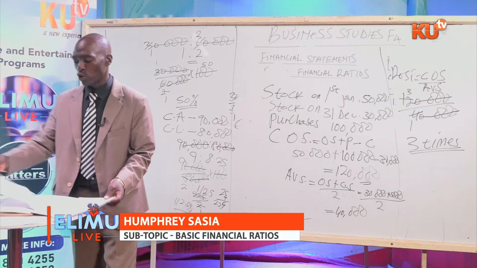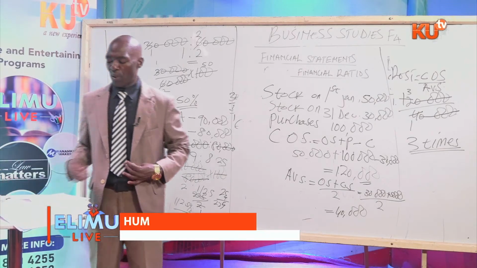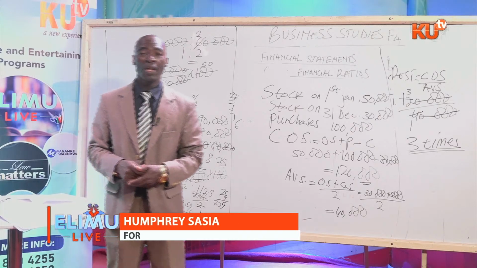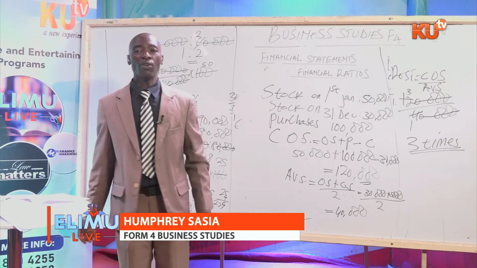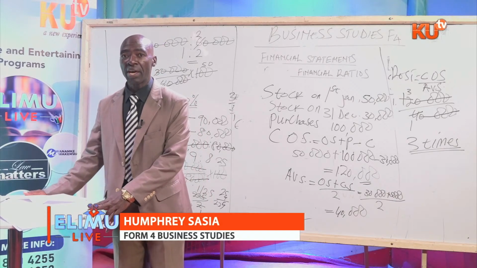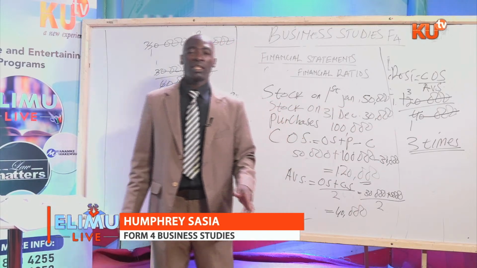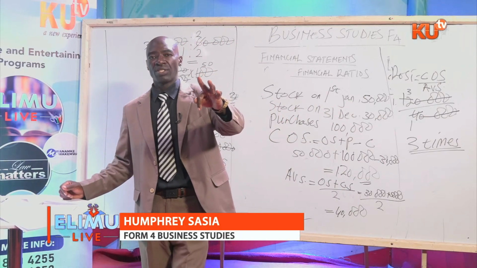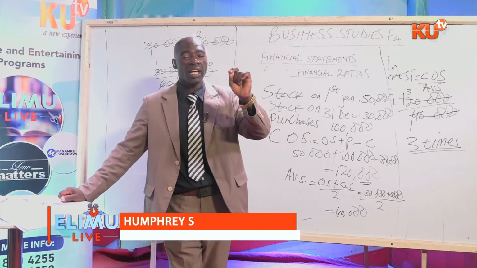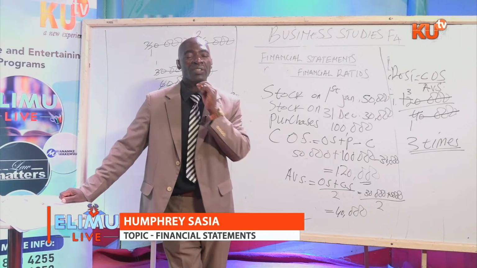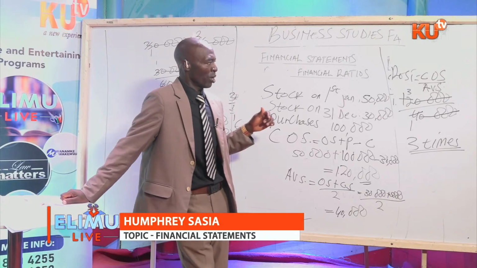That is ROST. Now, before we move forward, I want to take you a little bit back, and then we look at this expression of ROST. It has got 3 stages. Stage number 1, you must find the cost of sales. Calculation of stock or cost of sales.